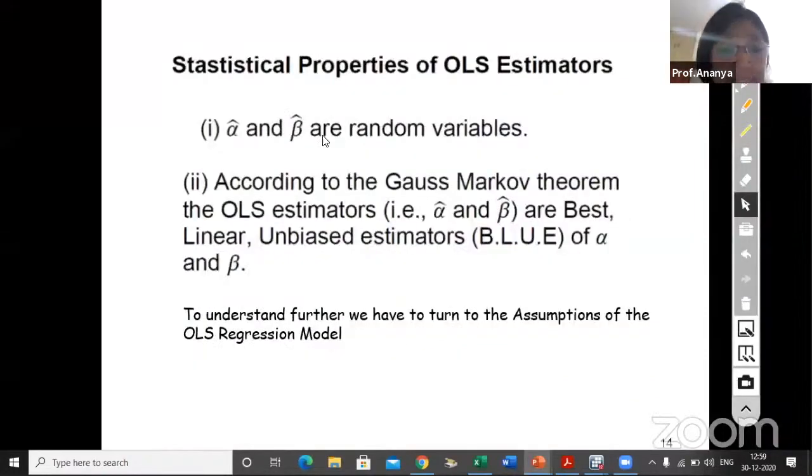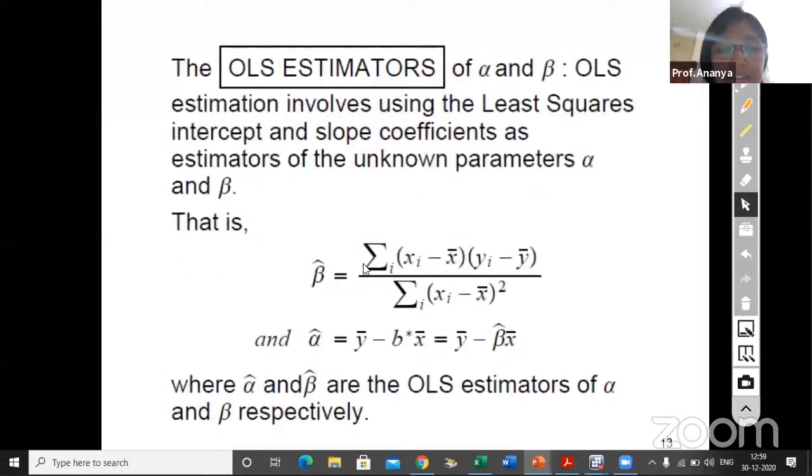Now alpha hat and beta hat, mind you, are the estimators. Alpha hat and beta hat are the OLS estimators. They are these two formulae. They're functions of x and y. Alpha hat is y bar minus beta hat into x bar, and beta hat is the sum of xi minus x bar into yi minus y bar upon the sum of xi minus x bar whole squared. So they're functions of x and y.